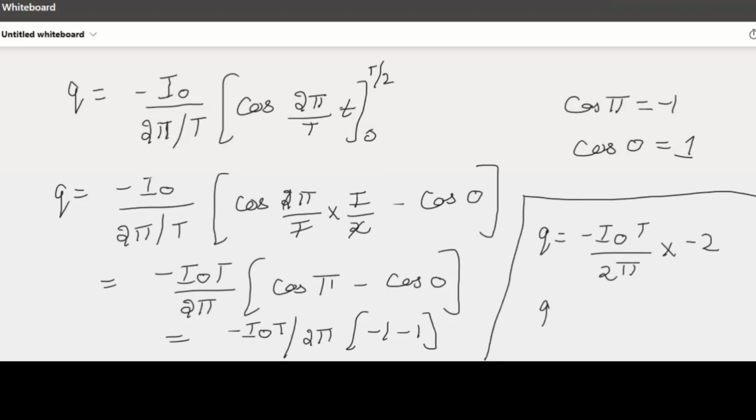So the final answer is I naught T divided by 2 pi, and it gets multiplied with the 2, and 2 and 2 get cancelled. So the final answer is I naught T divided by pi. So this is the final expression for the Q.